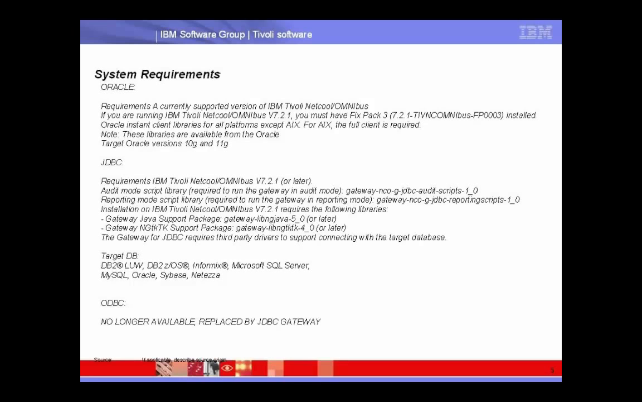On the next slide, we have the system requirements. I'm not going to go too deep into this. All of this can be found in the docs. We have the requirements for Oracle and JDBC. The one thing I wanted to touch on is that there are no system requirements for the ODBC gateway. It's no longer available. You couldn't go to the site and get it, so that's why it's not listed here. Again, you'd go to the JDBC gateway, and the requirements are listed there, and they are listed in the docs as well.